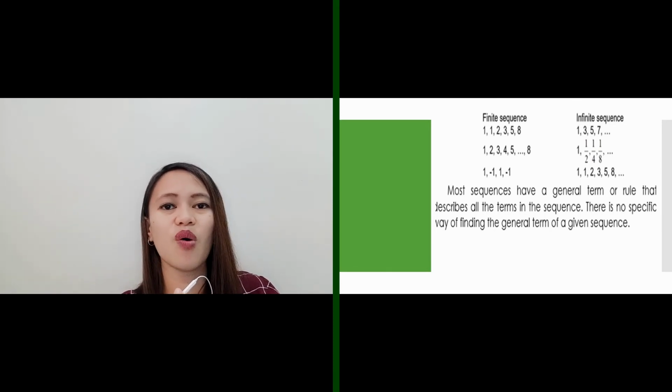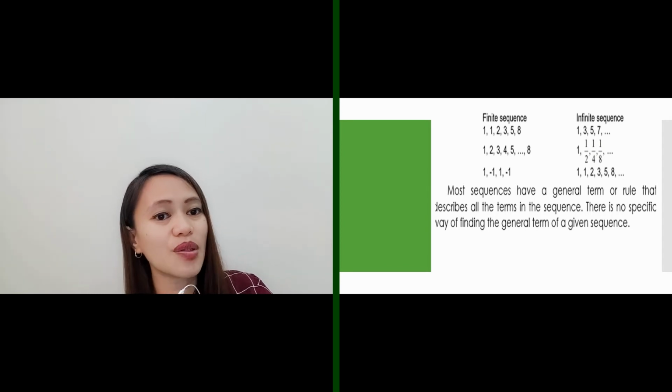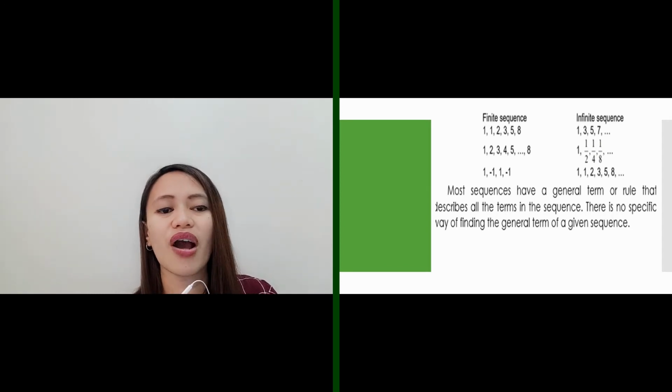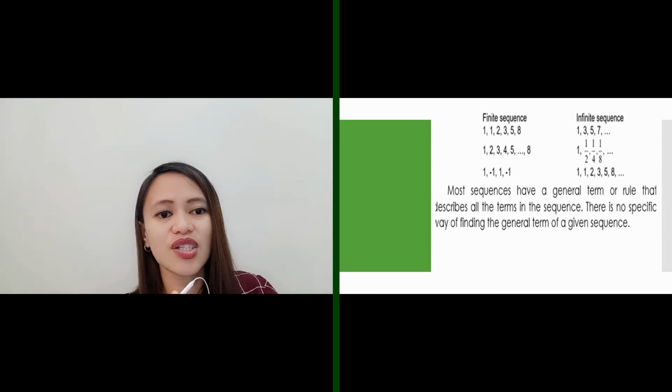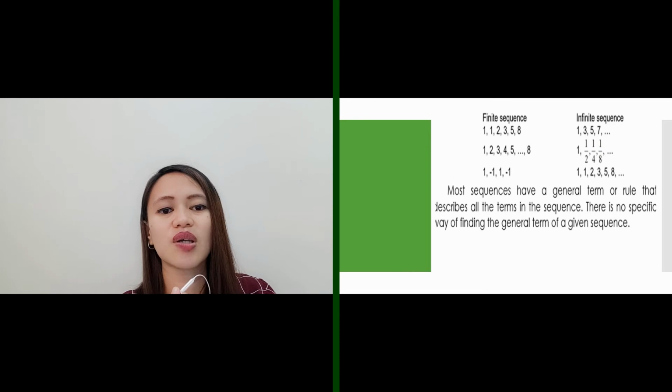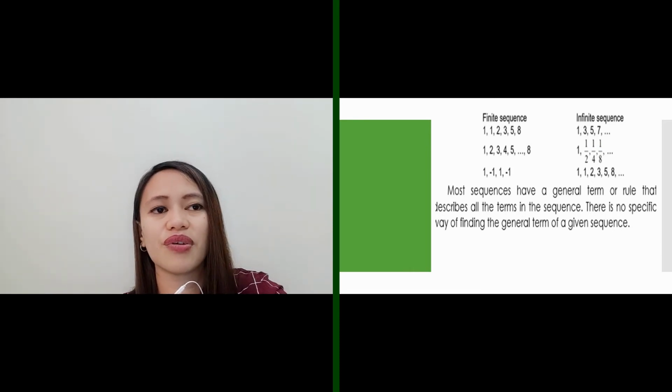First example, we have 1, 3, 5, 7, and so on. So you don't know the last term. That's why this is an infinite sequence. 1, 1 half, 1 fourth, 1 eighth, and so on. 1, 1, 2, 3, 5, 8, and so on. So most sequences have a general term or rule that describes all the terms in the sequence. There is no specific way of finding the general term of a given sequence.